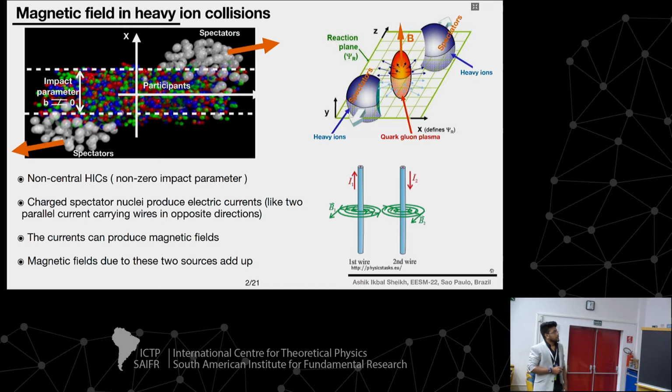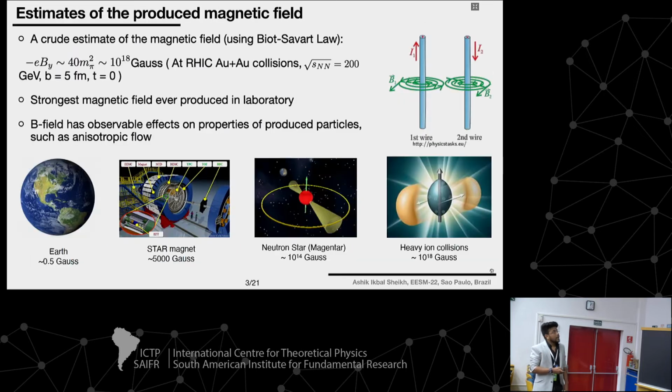In this case, the magnetic fields due to these two sources basically add up. We can easily estimate the produced magnetic field in heavy ion collisions. Here is the crude estimation. In gold-gold collisions at RHIC at 200 GeV with the impact parameter b equal to 5 fermi, the produced magnetic field is of the order of 10^18 Gauss.